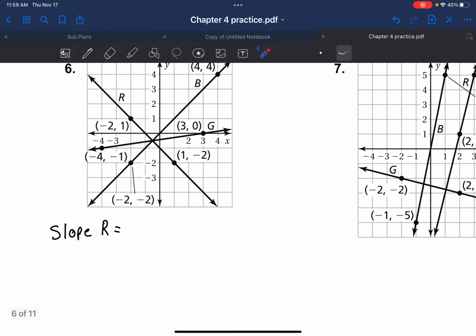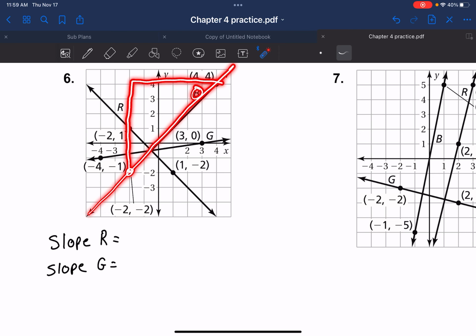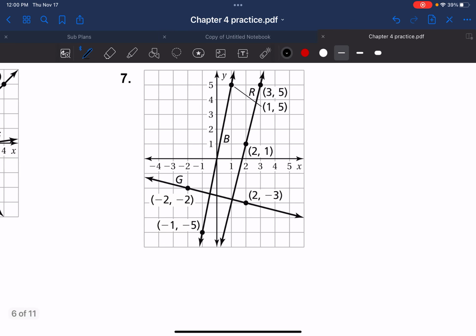I know this looks chaotic, but just break it down. The next line that I'm coming across is this one. It looks like that's G, okay? This is line G. You'd find me the slope of G. And the last line is B. So this is B. You'd find me the slope of B, okay? After you find the slopes, you find the slope that is reciprocated and opposited, okay? Then you can tell me which 2 lines are perpendicular.